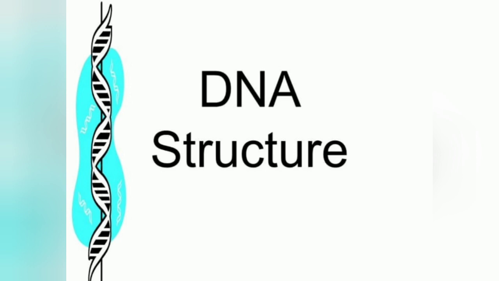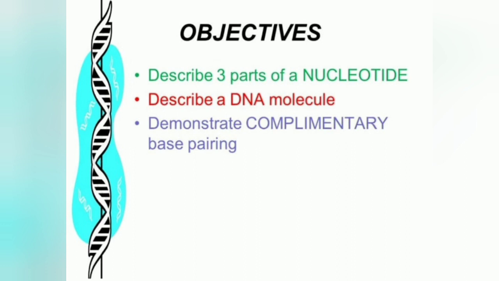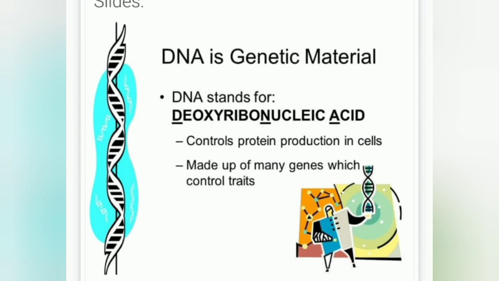Today we are here to learn about a topic named DNA structure. So in this video we can know about the three parts of a nucleotide, a DNA molecule, and complementary base pairing of DNA. DNA is a genetic material. DNA stands for deoxyribonucleic acid, which controls protein production in cells and is made up of many genes which control traits.